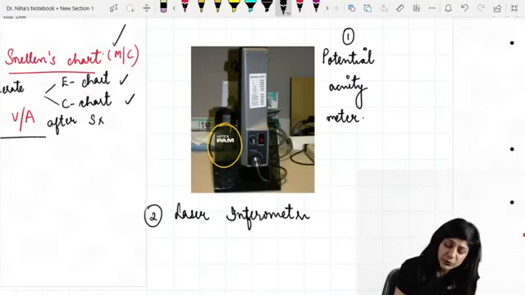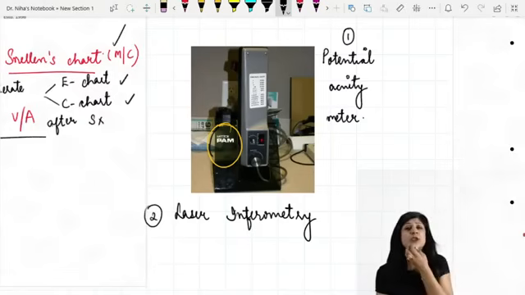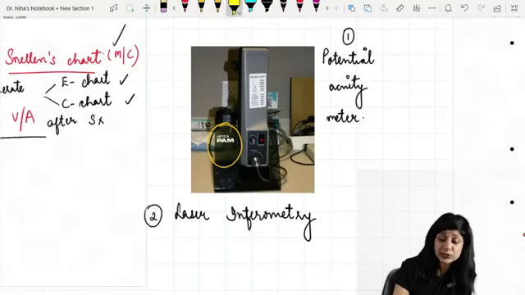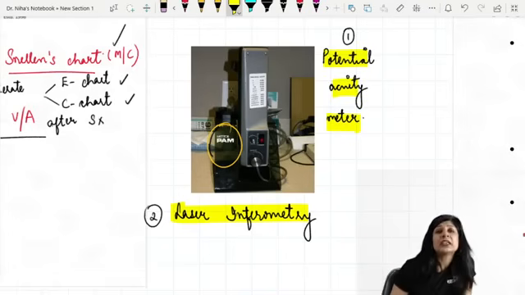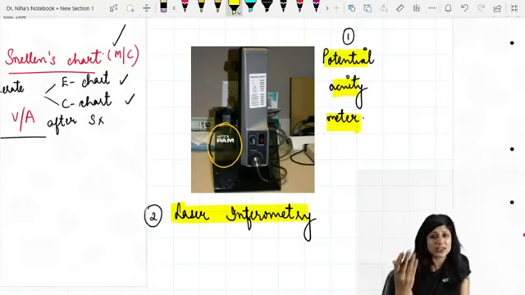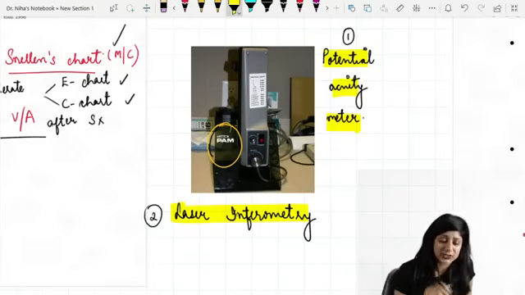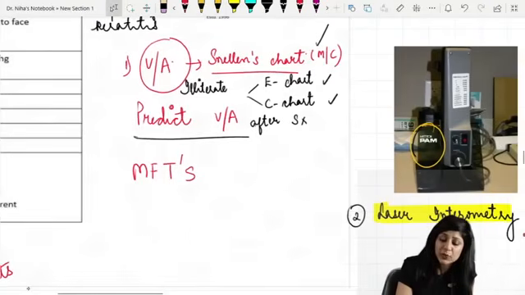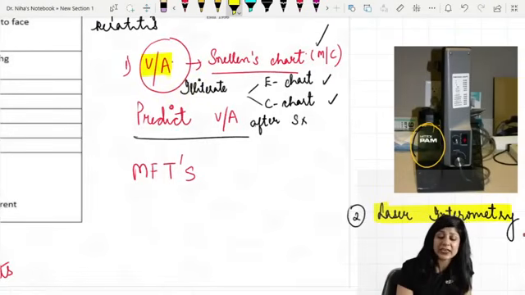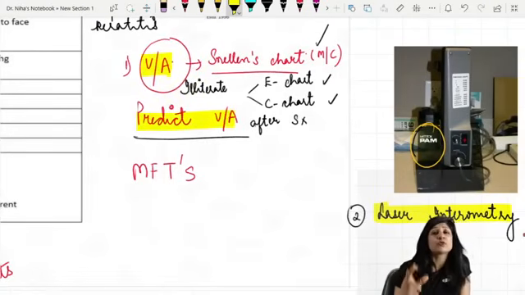So these are the two important things if they ask you, because we will not go into the details of this. This is of PG level, but they can ask you the names. One is the potential acuity meter, another is the laser interferometry. These two things can be used to predict the amount of visual acuity, a rough estimate that a patient can have after the surgery. So first we are going to measure the visual acuity. I can have a rough estimate what will be the amount of visual acuity.